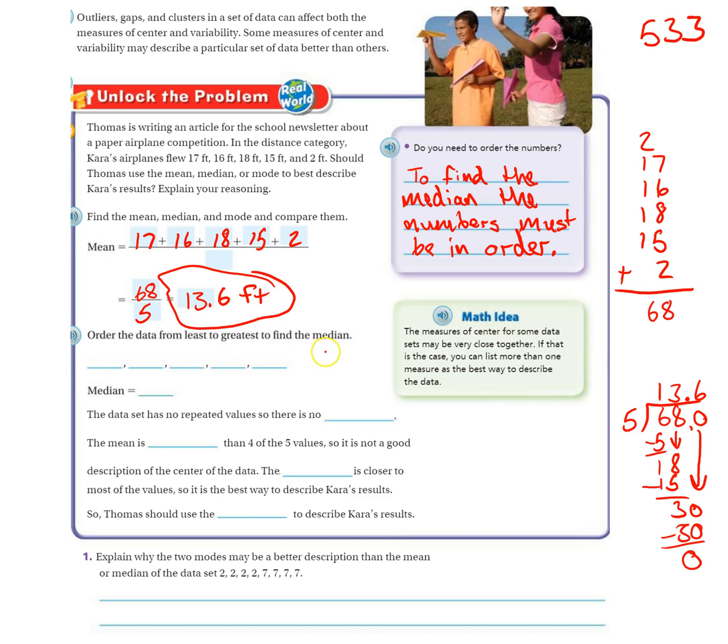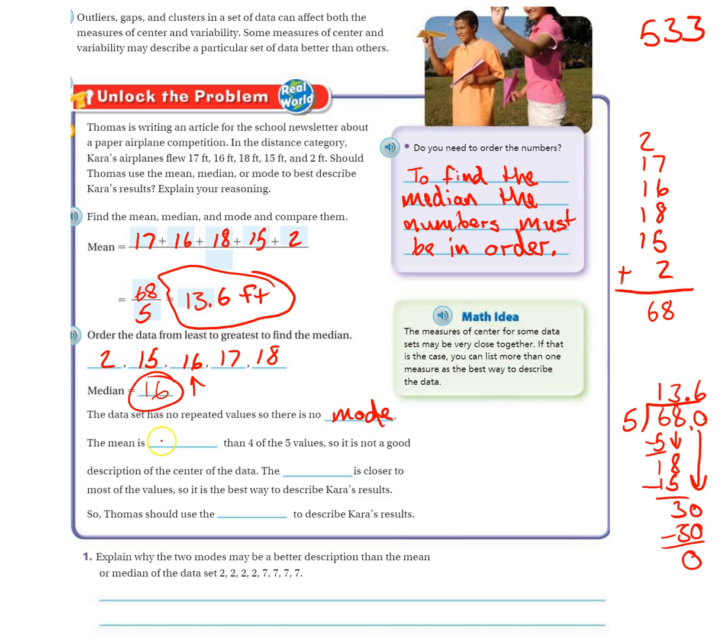Order the data from least to greatest to find the median. So let's find the median this time. So we have a 2, a 15, 16, 17, 18. So the number in the middle was 16. So the mean was 13.6. The median is 16. The data set has no repeated values, so there is no mode.